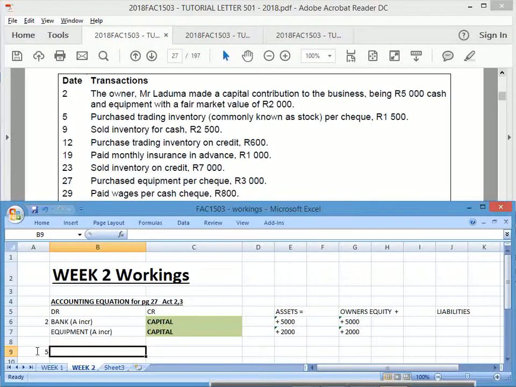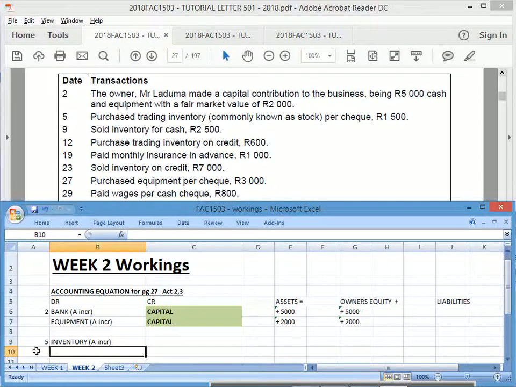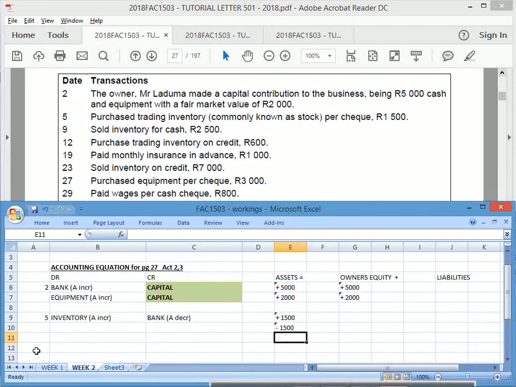Right, number 5. Purchased inventory per check. If I'm purchasing inventory, inventory is an asset that's increasing, right? And if it's by check, bank is an asset that's decreasing, right? And that's it. Asset increase, bank asset decrease. Right, so now I'm going to record that in my accounting equation. So I'm going to show a plus 1,500, and I'm going to show a minus 1,500. Okay, and that's what they'll show in the answer.